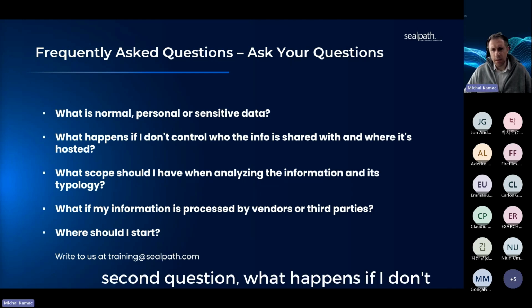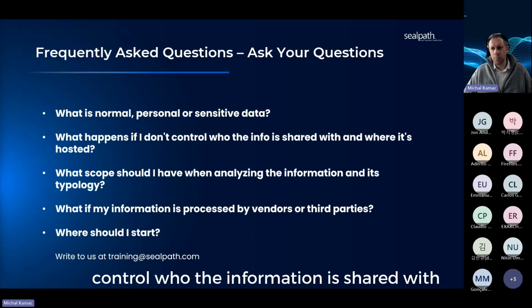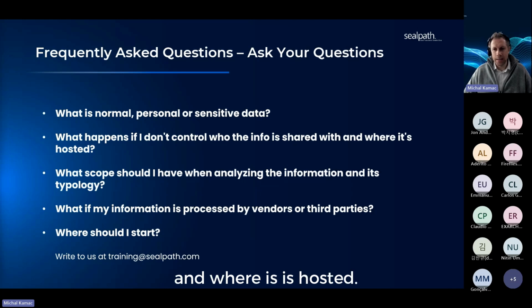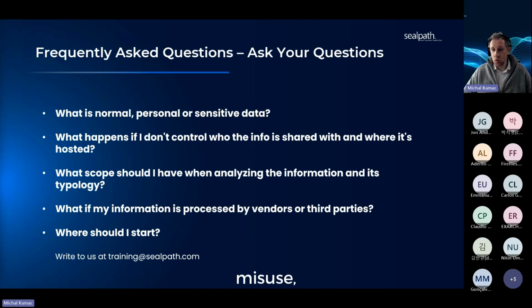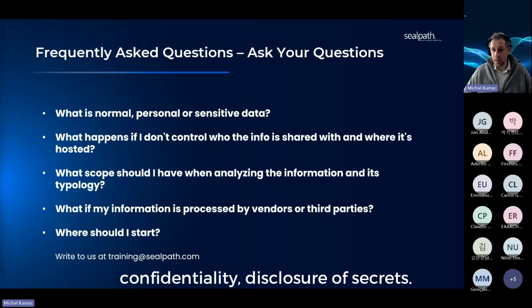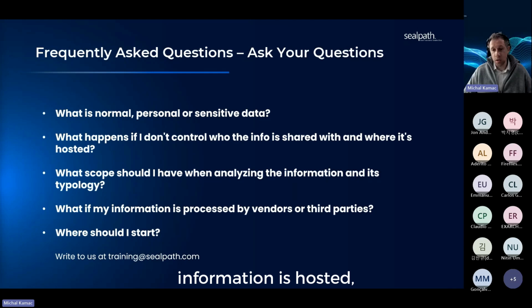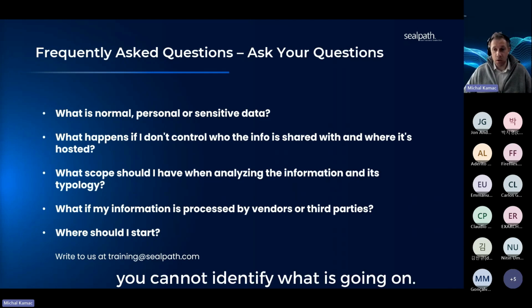Second question: what happens if I don't control who the information is shared with and where it is hosted? So there would be the risk of data leakage, misuse, confidentiality, disclosure of secrets. If you don't control with whom the information is shared and where the information is hosted, you cannot identify what is going on. Okay, this should be the message here.